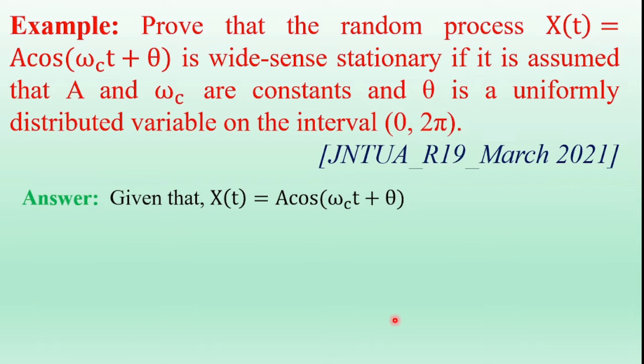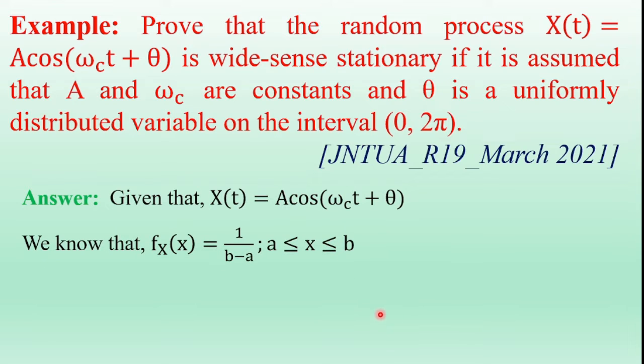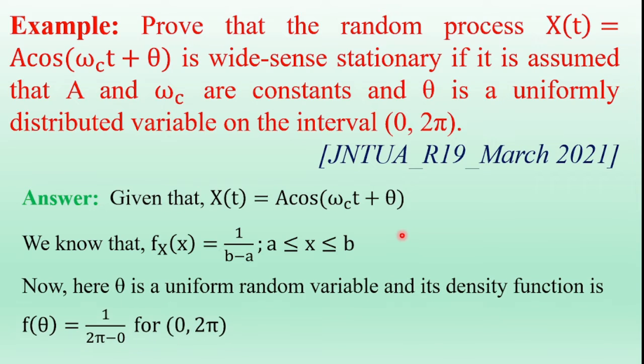Coming to the solution, given that the random process X(t) is A cos(omega_c t + theta). In this random process, capital A and omega_c are constants and theta is a uniformly distributed random variable over the interval 0 to 2 pi. We know that the uniform probability density function of the random variable x is 1 by (b minus a) for x equal to a to b. This is the standard expression. So here theta is a uniformly distributed random variable and its probability density function is f(theta) = 1 by (2 pi minus 0) for theta equal to 0 to 2 pi.